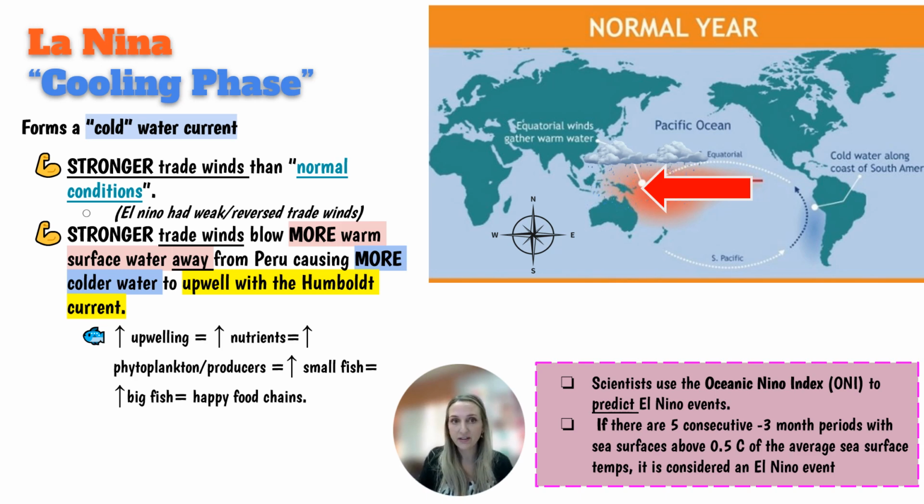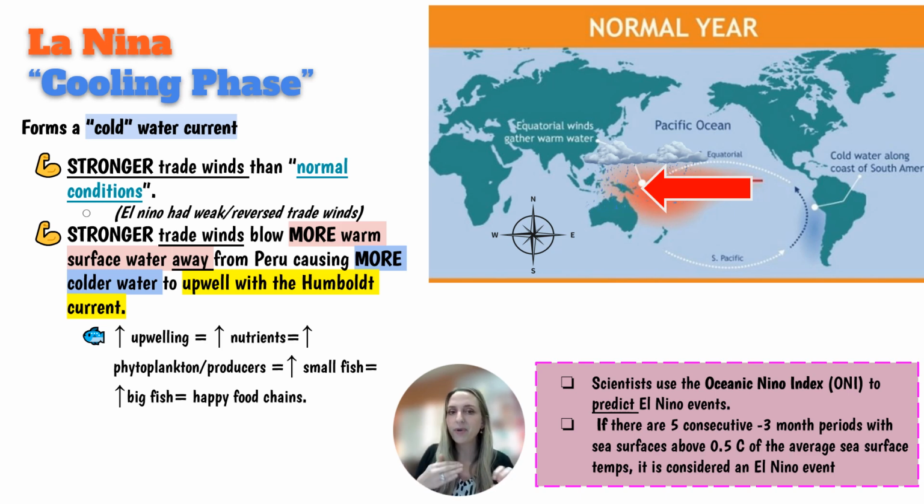So La Nina actually is not as complex as El Nino. If you notice, before I look over the notes, the picture I included is a normal year. So this does follow a normal pattern, and there's not any reversal. It's just very, very strong trade winds blowing water across. So we're going to see an exaggeration of what would be in a normal situation. This is going to form a cold water current.